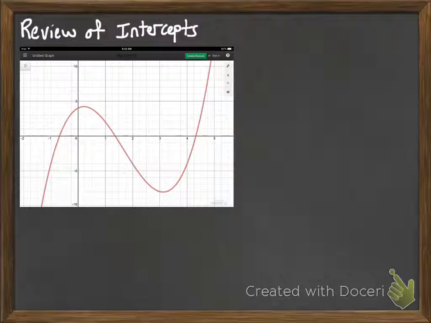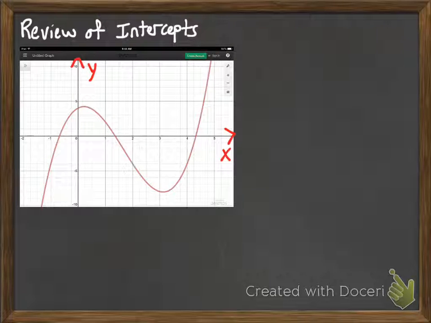Okay, welcome back. In this video we begin to review finding intercepts of graphs. So as an example here, consider this graph here, and we review what intercepts first are.